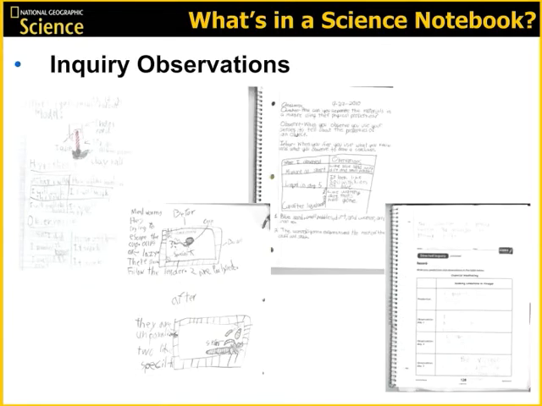The final key element found in an effective science notebook is the observations and notes they take during the inquiry activities. Writing what they will learn will help students understand why they are doing the activity and what it teaches them. Again, the two examples on the left come from second graders and the two on the right from grade 4.